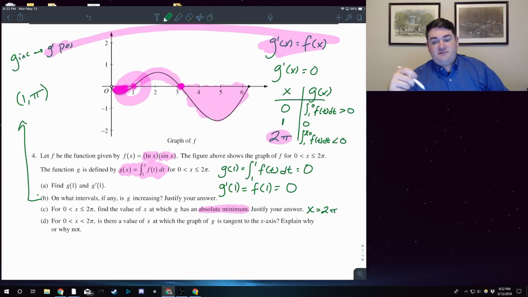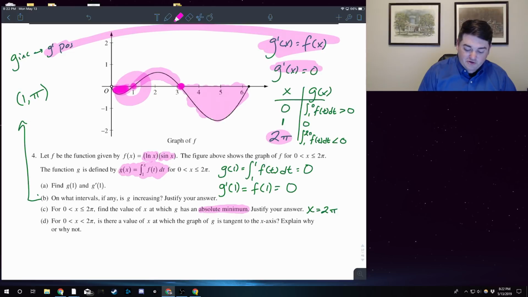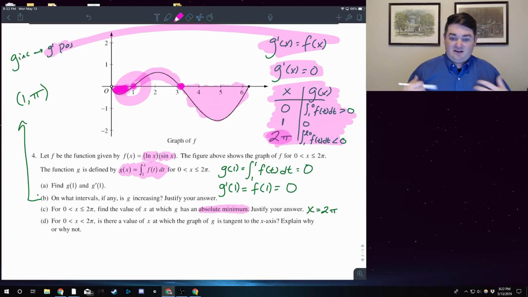As far as justification goes on that, if you are doing the candidates test, like if you have everything there, which is finding your critical values, checking all of your candidates in a table, then you can pretty much just state by candidates test the absolute minimum occurs at 2 pi. Okay, and if you have all the work for candidates test shown, that's a good justification.